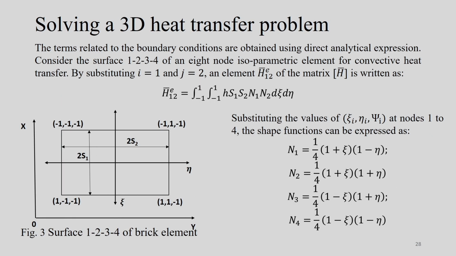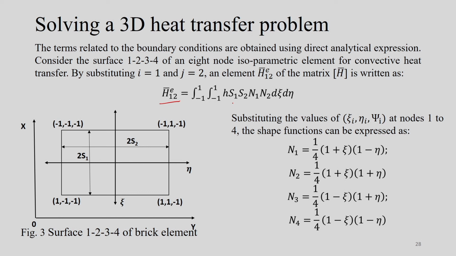Here you can see the terms related to the boundary condition also. The boundary condition terms can also be obtained using a direct analytical expression. For example, the surface is defined by nodes 1, 2, 3, 4 of an 8 noded isoparametric element. Because we are talking about 3 dimensional analysis, if we consider the brick element, then one face will be on the surface. That face we can consider, so the surface will have a 4 noded element out of this brick element.